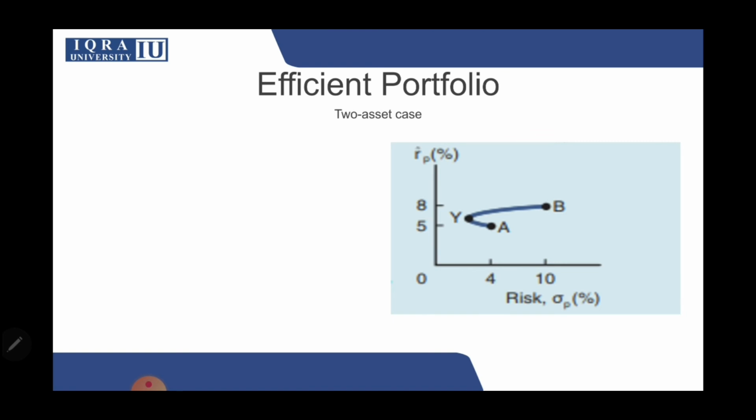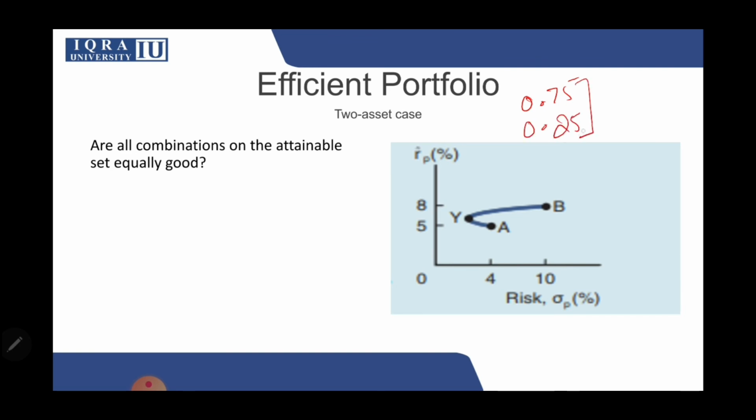In the previous case, the WA weight was 0.75, right? And WB was 0.25. So this combination gave a return of 5.75% in the portfolio and a 3.9% standard deviation for the portfolio. And if you vary these weights, so if you keep 0.6 and then 0.4, the return and the risk of the portfolio will change every time. So if you keep on calculating, you will get the whole attainable set, which is many combinations of the portfolio.